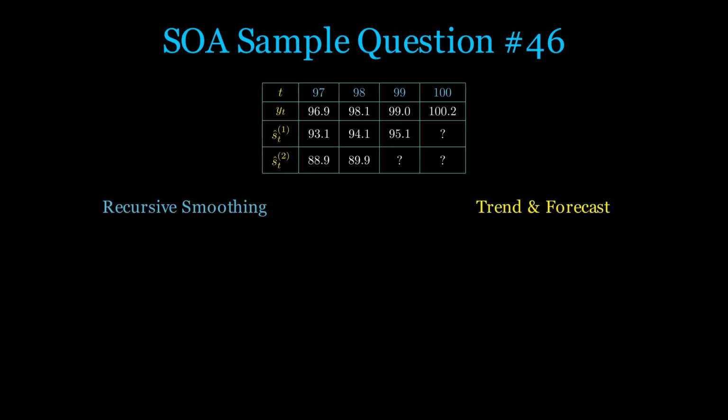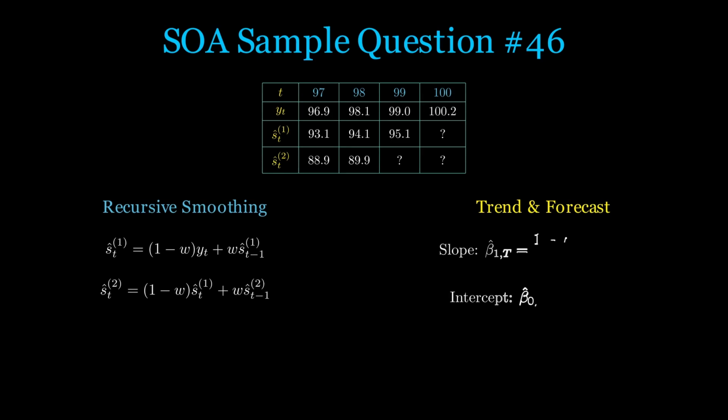Before we dive into the calculation, let's figure out what pieces we need. We start with the recursive smoothing formulas. These update our single and double smooth statistics. Then, we use those statistics to determine the slope and intercept, which combine to create our linear forecast 2 steps ahead at time 102. Okay, let's dive in.